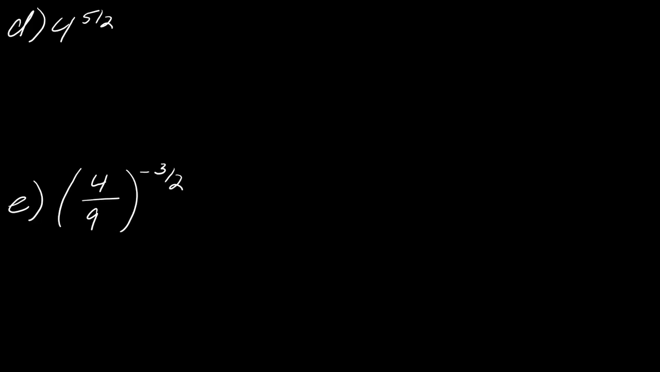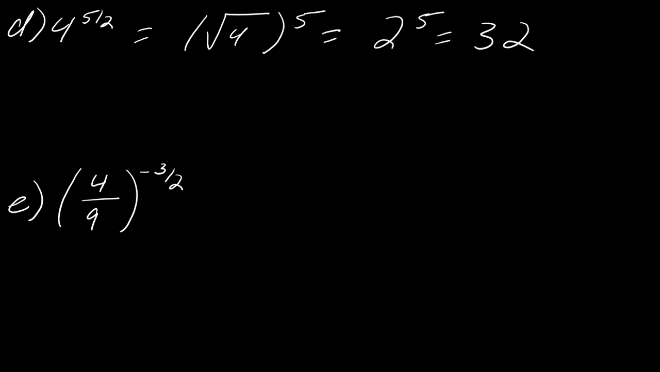Okay, so continuing on, I've got 4 to the 5 halves, so I'm going to take the square root of 4 first, and then I will take it to the 5th power. The square root of 4 is 2, 2 to the 5th is 32, bada bing, bada boom.